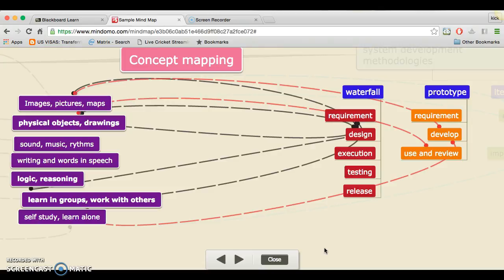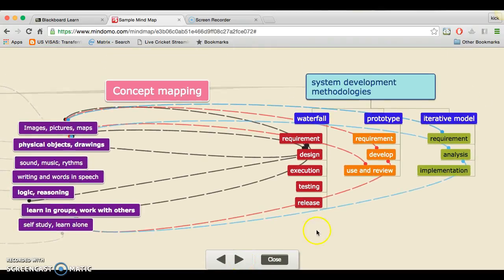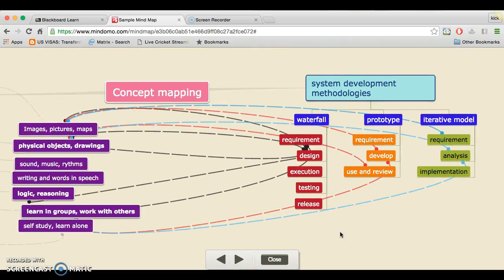And coming to the use and review, we use the images, pictures, maps and also the self-study, learn alone. Because if we take anything, we should learn alone, and if we want to review anything, we should do it alone for the prototype.